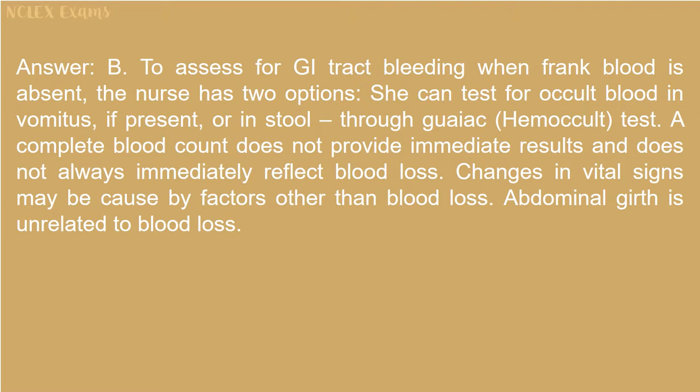Answer, B. To assess for GI tract bleeding when frank blood is absent, the nurse has two options. She can test for occult blood in vomitus, if present, or in stool, through the Guaiac hemoccult test. A complete blood count does not provide immediate results and does not always immediately reflect blood loss. Changes in vital signs may be caused by factors other than blood loss. Abdominal girth is unrelated to blood loss.